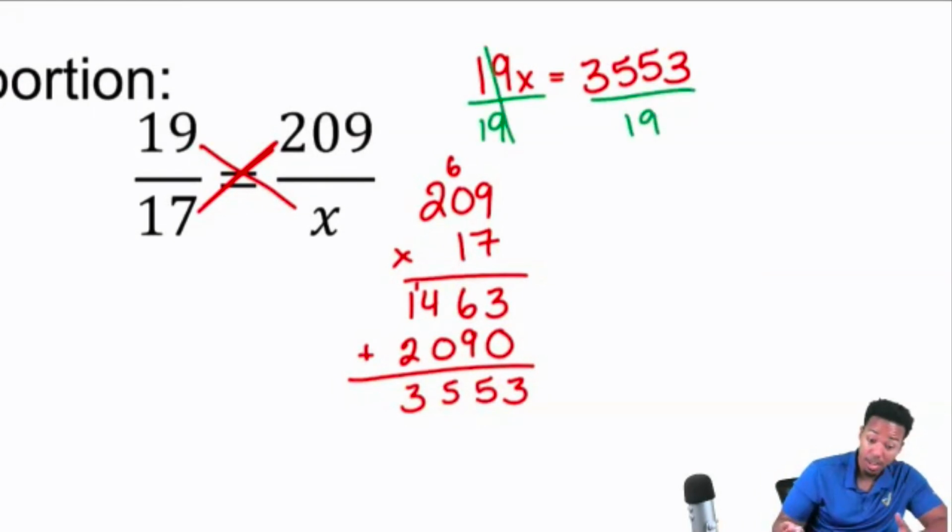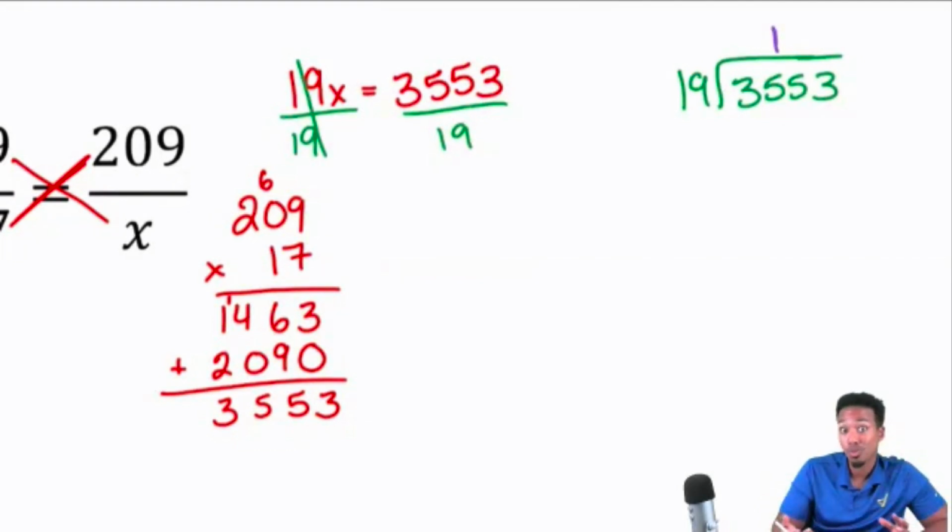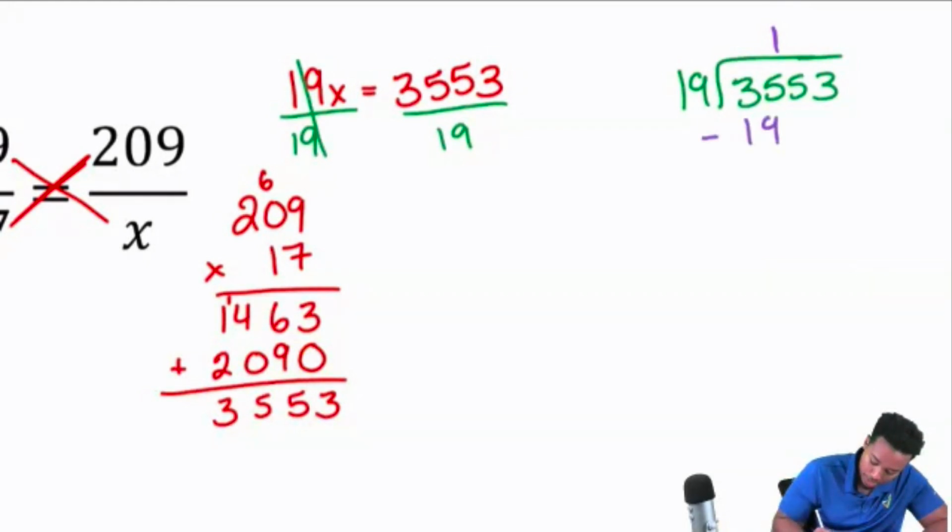Then cross that out. And now what we're going to have is 19 going into 3,553. And so from there, what we're going to have is the following. 19 goes into 35 just once, because 19 twice is 38. Got to know your times tables. So with that, boom, subtract 19. We're going to have 16 left. Then from there, bring the 5 down.